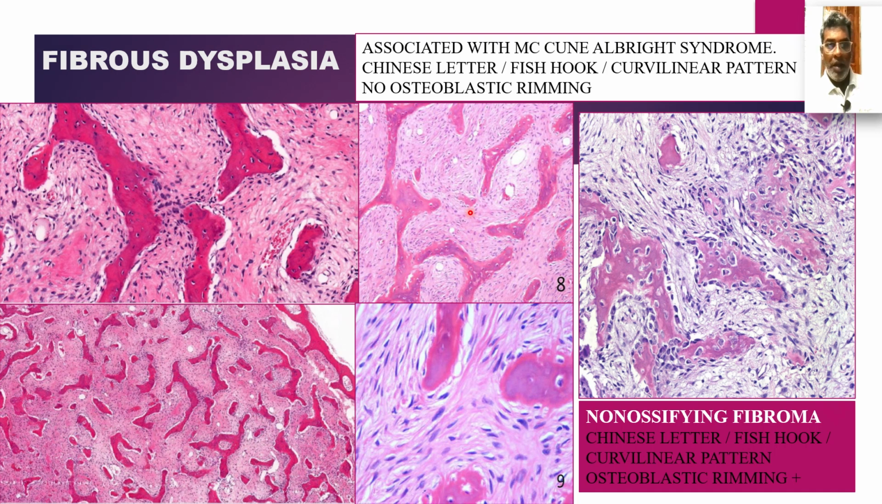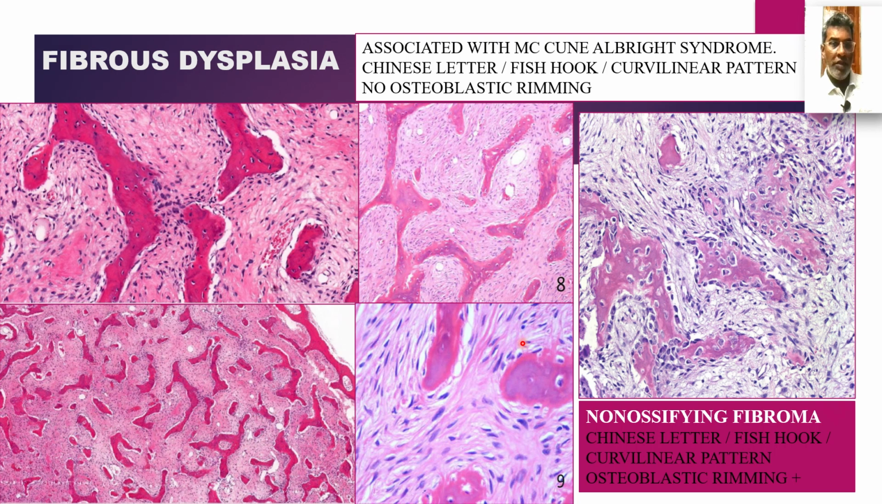Okay, and if you see, normally osteoblasts will be at the corner, right? But here you will not be able to appreciate the osteoblasts. So osteoblastic rimming is not seen in fibrous dysplasia. This is an important finding. Chinese letter or fish hook or curvilinear pattern and no osteoblastic rimming, then your answer will be fibrous dysplasia. It is associated with McCune-Albright syndrome.